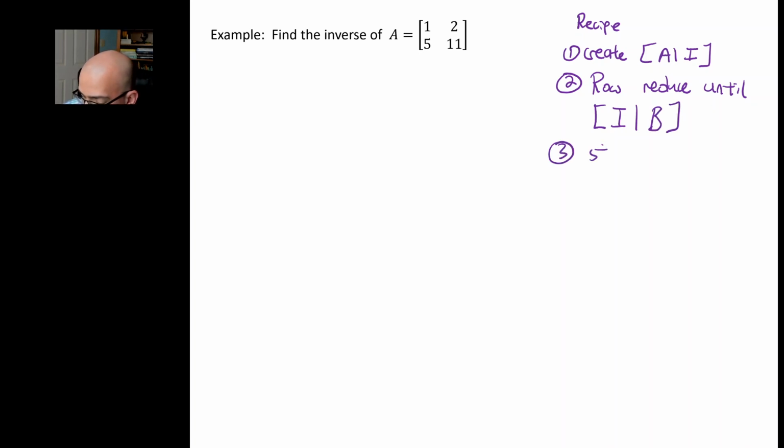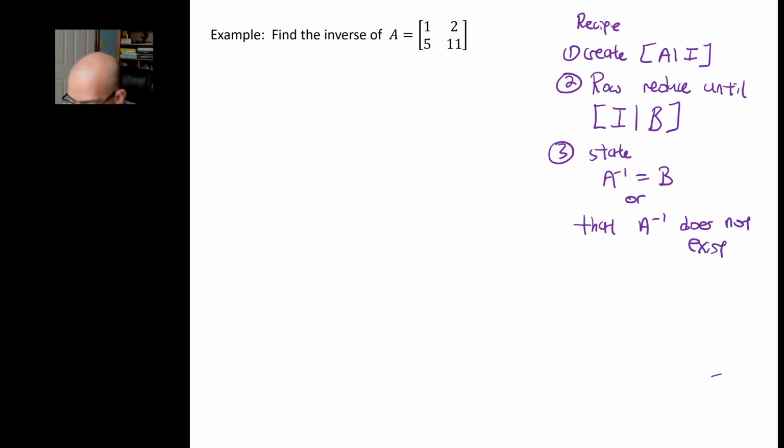Step 3, state A inverse is equal to B, or that A inverse does not exist. That's a statement we'll have to make if it's impossible to row reduce this matrix A to the identity matrix. So let's see how this goes. Everyone loves row reduction. You love it even more if it's double row reduction. We're going to put twice as much work in your row reduction. We're going to put a second matrix in there. I want to create the identity matrix on the left-hand side.